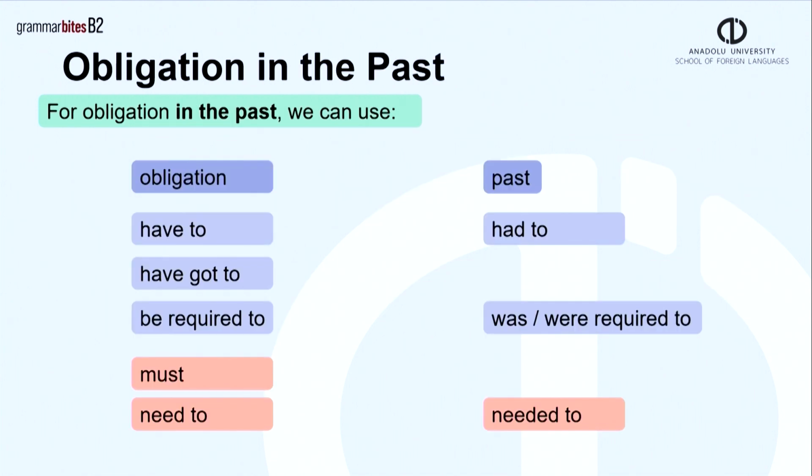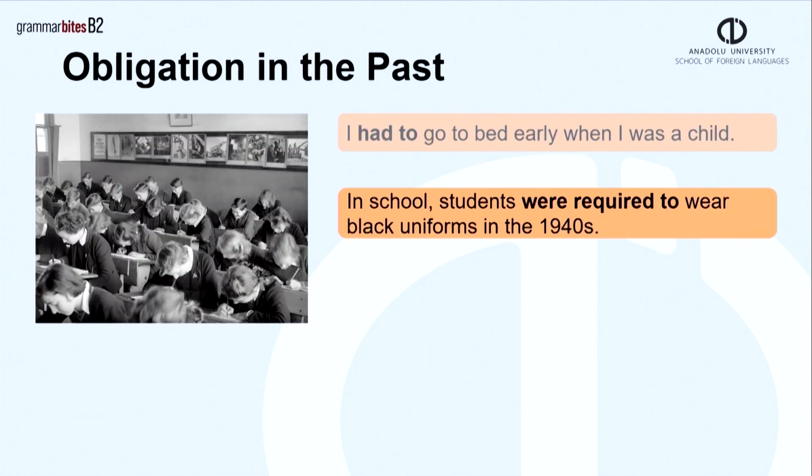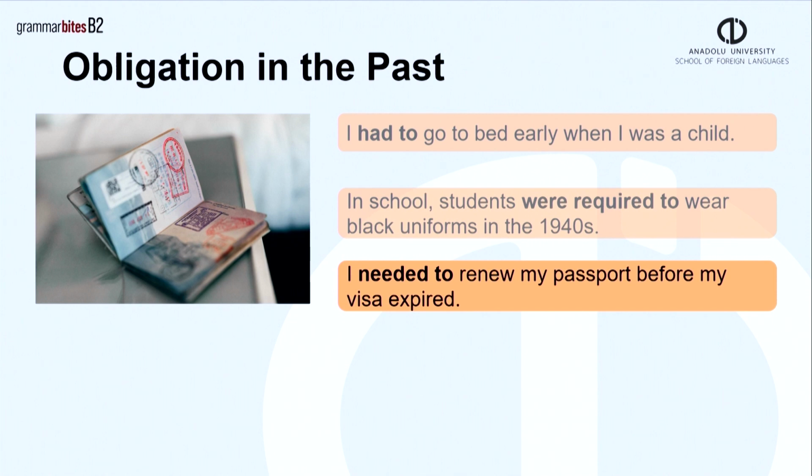For obligation in the past, we can use had to, was/were required to, and needed to. We don't have a past form of have got to or must. Here are some examples. I had to go to bed early when I was a child. In school, students were required to wear black uniforms in the 1940s. I needed to renew my passport before my visa expired.